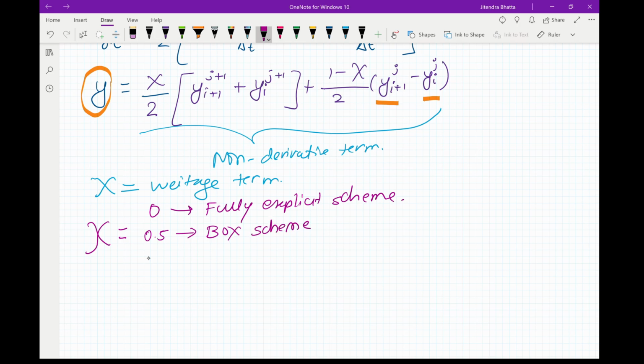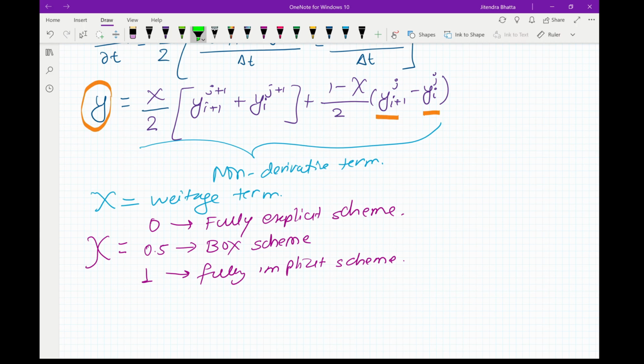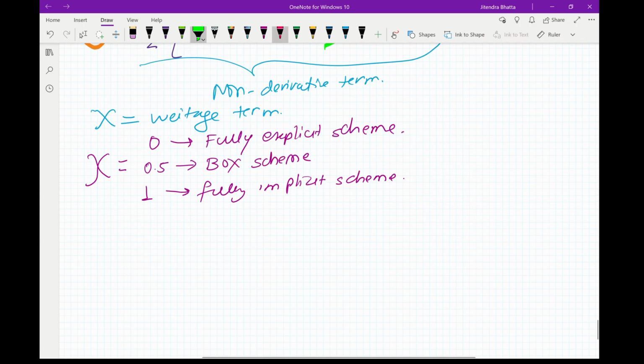If chi is used as 1, then this is known as the fully implicit scheme. When you put chi equals 1, this will be half of, see here, these terms which are in future. Therefore, if you use chi equals 1 here, this term will be 0, and the remaining part will be the implicit part here. Chi equals 0.5 to 1 is used for an implicit scheme.